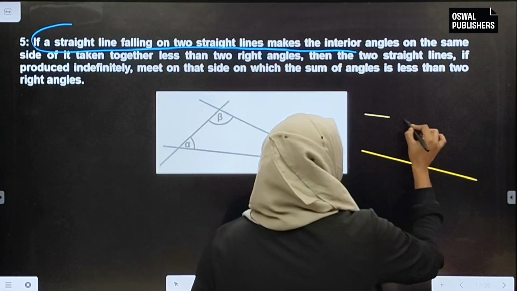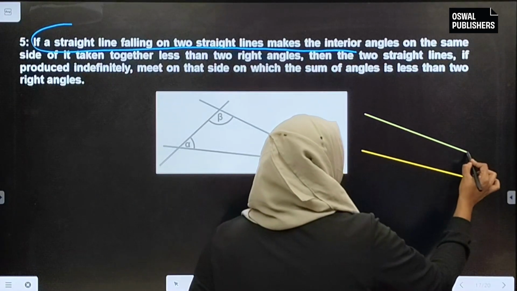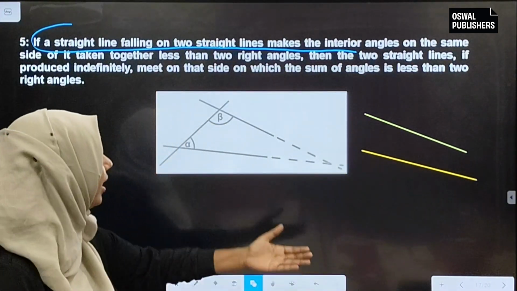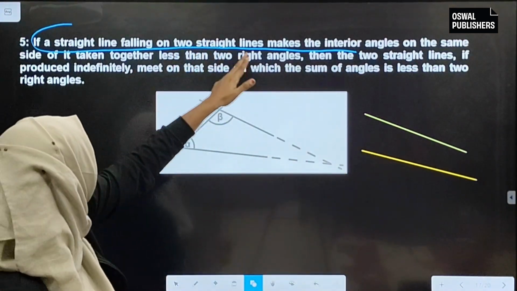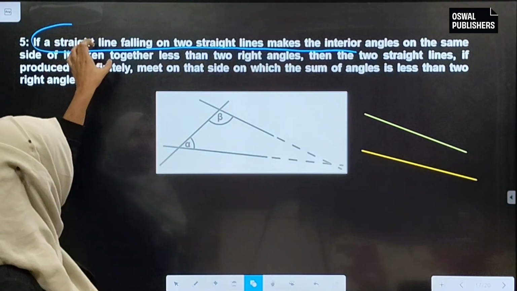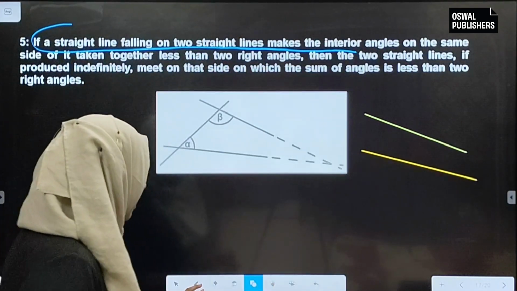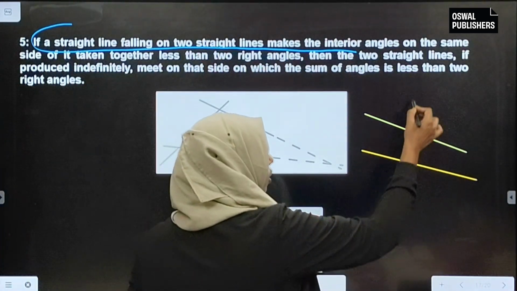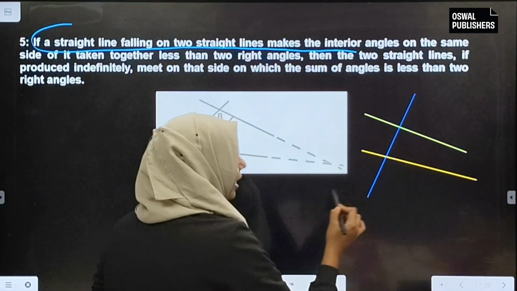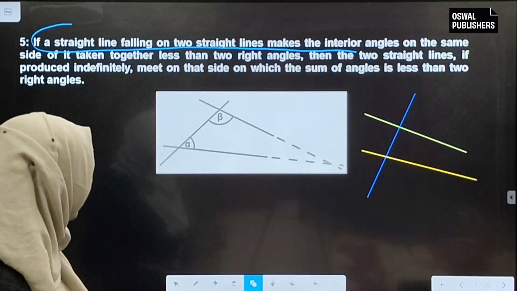This is the other line. Okay, and I am drawing another line. So these are the two lines, two straight lines. I am going to draw a straight line which is falling on these two straight lines. Another straight line, and it makes an angle less than two right angles.